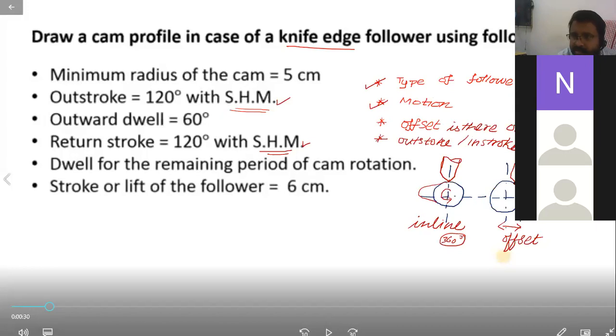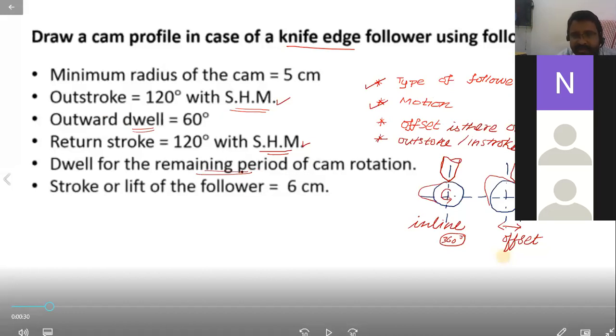Where are the places? 0 degrees, sir. 40 to 300, 360. Here, this displacement is not happening, and in the remaining period also displacement is not happening. In the dwell period there is no displacement.